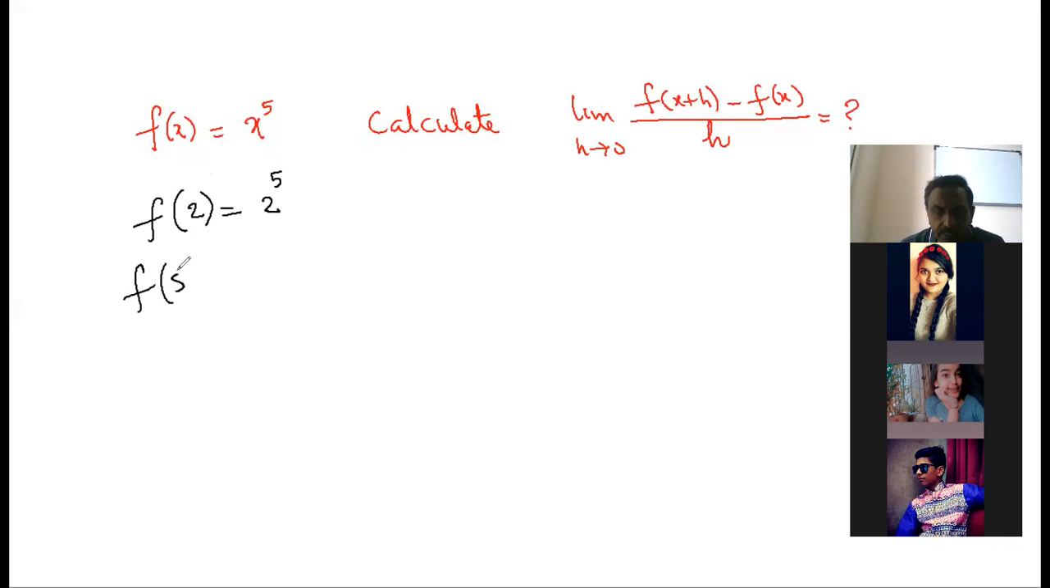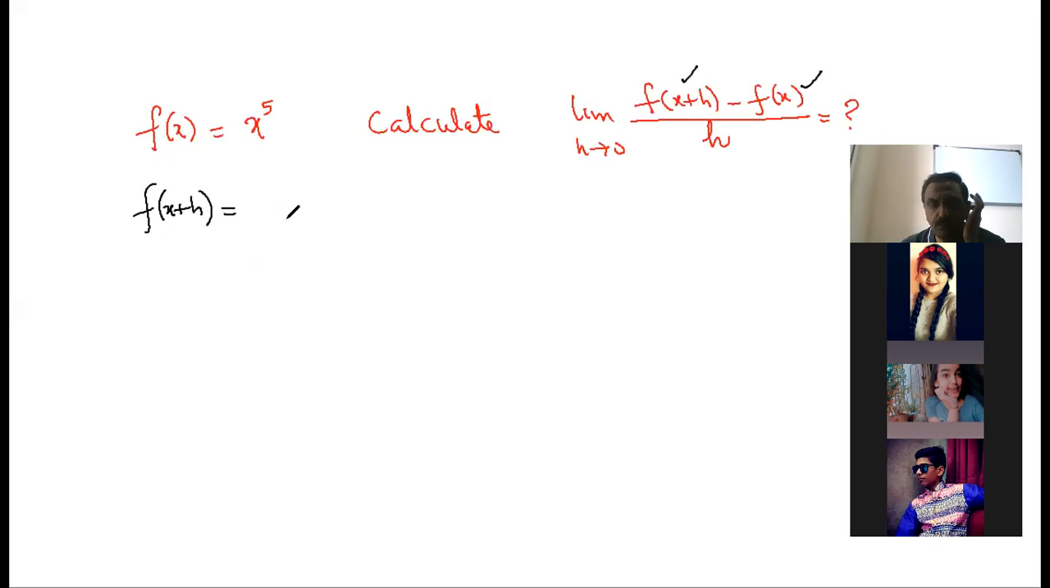What will be f of sin x? In place of x, you have to put sin x, so sin x raised to 5. Okay, fine. You understood that part. So now we need two things. One we need is f of x. Another we need is f of x plus h. What will be f of x plus h?